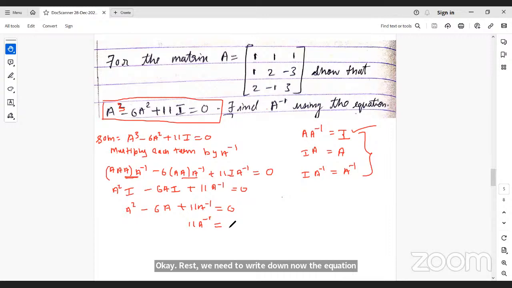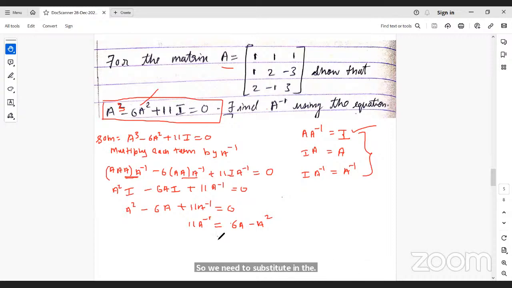Rest, we need to write down now the equation for A inverse. So 6A is negative, I'll shift it to the RHS, so it will be plus 6A, and then minus A square. So while solving this equation, we will be having the value of A square, and A value is already given to us. So we need to substitute in the equation.